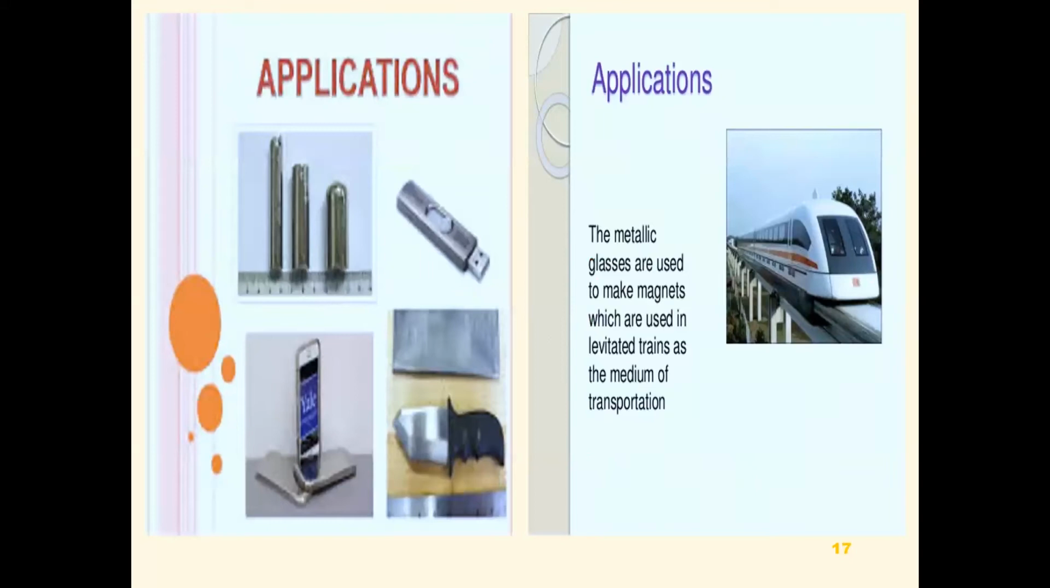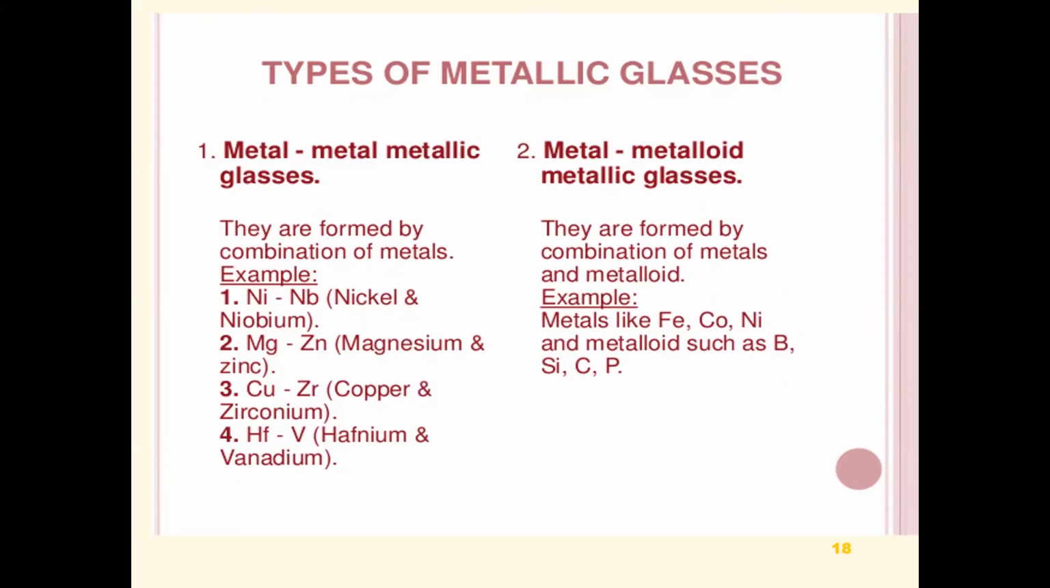Now this slide shows some of the important technological applications of the metallic glasses. Now the next task is to study the types of the metallic glasses. Generally, the metallic glasses have two types. The first one is the metallic glasses, and the second one is the metalloid metallic glasses.